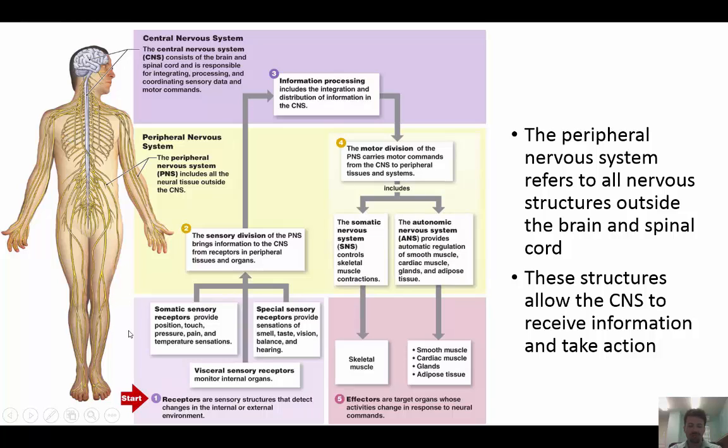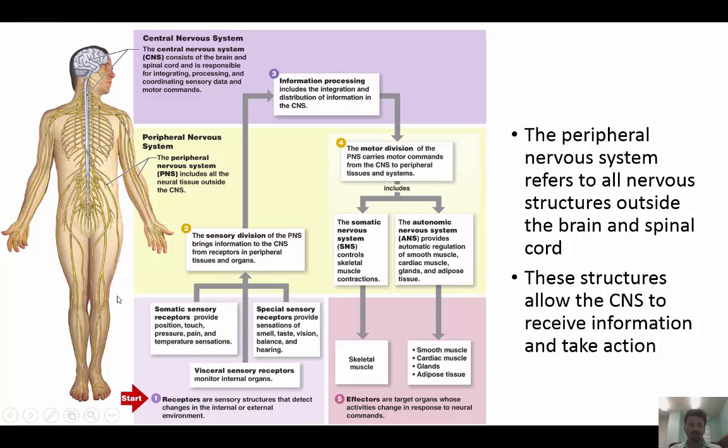Now down here we have an arrow that says start, and this can almost be viewed as the beginning of the process, hence the arrow start. And the process starts when your body detects a particular sensation. For example, it might detect the sensation of touch, or it might detect the sensation of vision. Let's use the example of touch because we're going to focus more on the spinal nerves in this lecture.